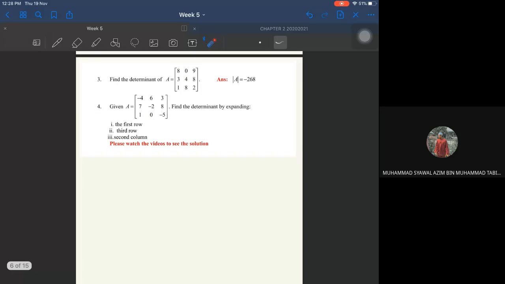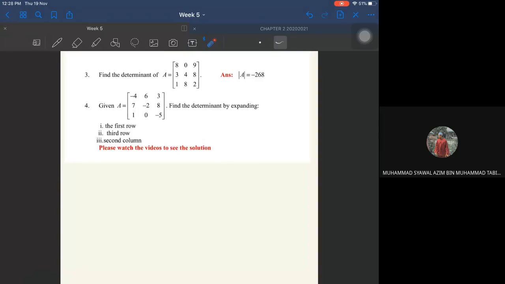Okay, so cuba buat sekejap soalan nombor 3 tu. Get the determinant of matrix A. So it's up to you to use row or any columns or any rows and try to do. Dapat tak jawapan this one? Negative 268. Number 4 you refer video nanti ya.